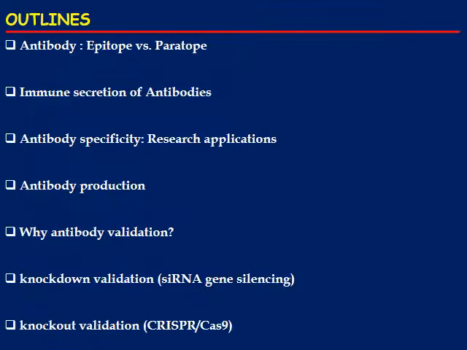validation. So we'll begin with a brief overview of antibodies, how these antibodies are being secreted by organisms' immune system and their wide research applications. Then we will see how immune secretion of antibodies is harnessed for large-scale production and why we should go for antibody validation. Finally, we will see how siRNA gene silencing and CRISPR-Cas9 methods are being used for knockdown and knockout validation of antibodies.